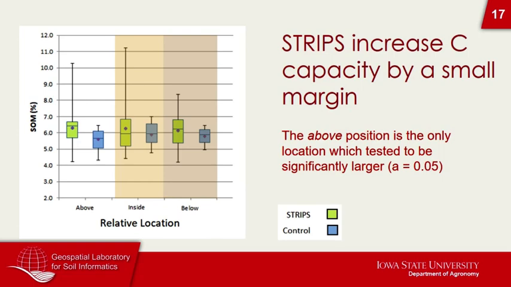So the strips may increase the carbon capacity by a little bit. And we get that just by looking at the means here. There is a significant difference between the above position in the strips and the control plot. However, there is no statistical difference in the inside plots and the below. The variability is something that you really have to note though. Those bars are humongous.